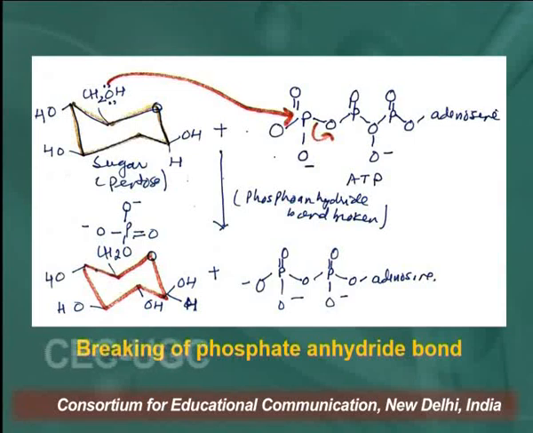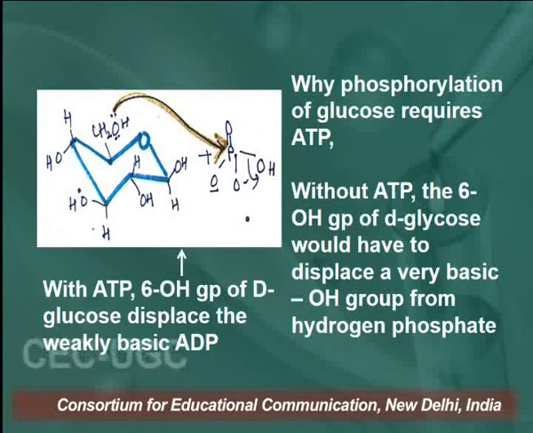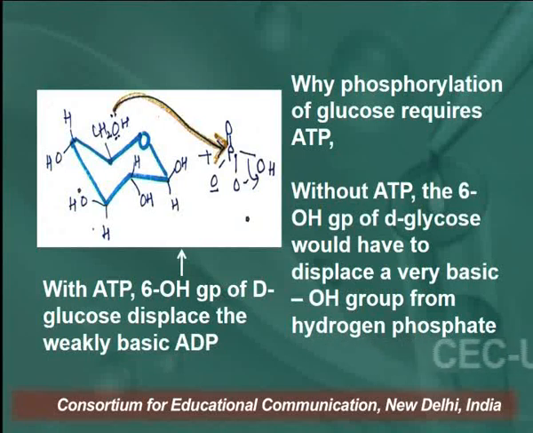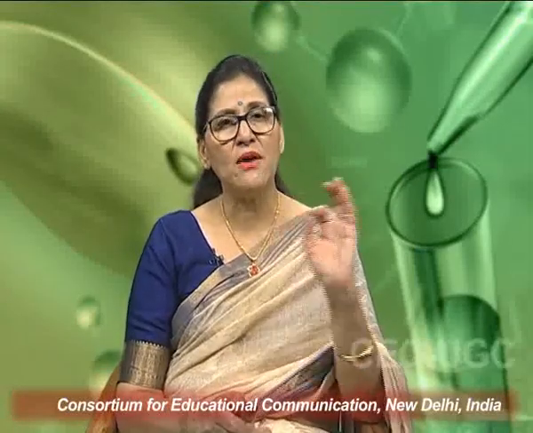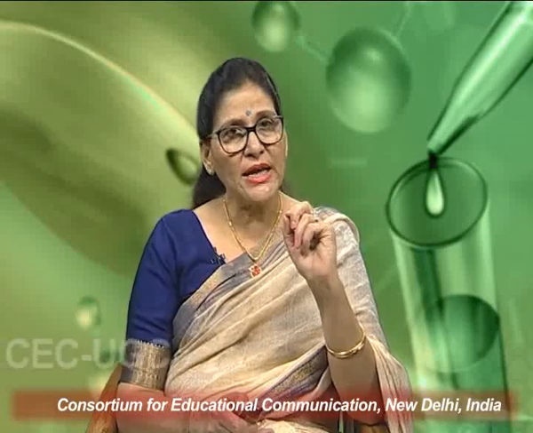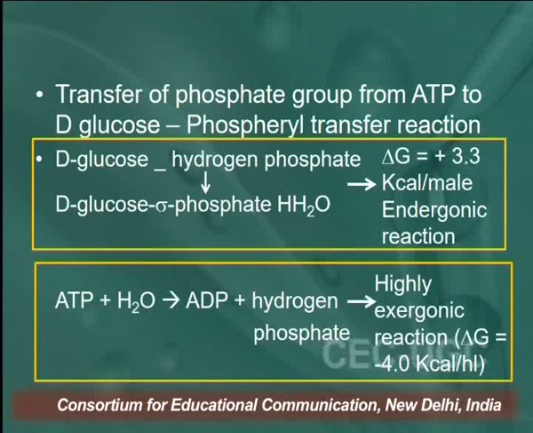On your screen you are looking at the reactions where the breaking of phosphoanhydride bonds takes place. It is a very important question: why does phosphorylation of glucose require ATP? Because without ATP, the OH group of glucose would have to displace a very basic OH group from the hydrogen phosphate. With ATP, the OH of D-glucose displaces the weakly basic ADP. This is the main reason phosphorylation of glucose requires ATP. So, a phosphoryl transfer reaction takes place, transferring the phosphate group from ATP to D-glucose.